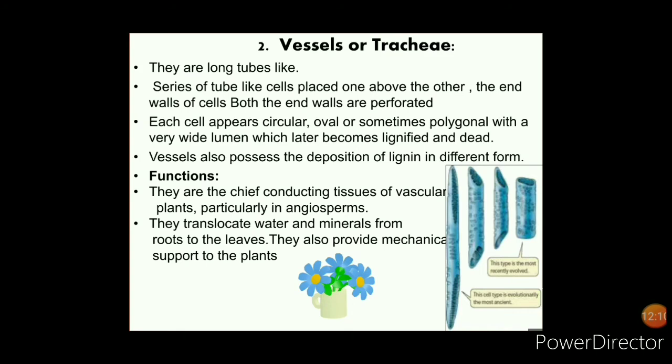Now the second one is vessels or trachea. They are long tube-like structures, a series of tube-like cells placed one above the other, and both the end walls of the cells are perforated, upper as well as lower. Each cell appears circular, oval, or sometimes polygonal with a very wide lumen, which later becomes lignified and dead. Vessels also possess the deposition of lignin in different forms like annular, spiral, scalariform, and reticulate.